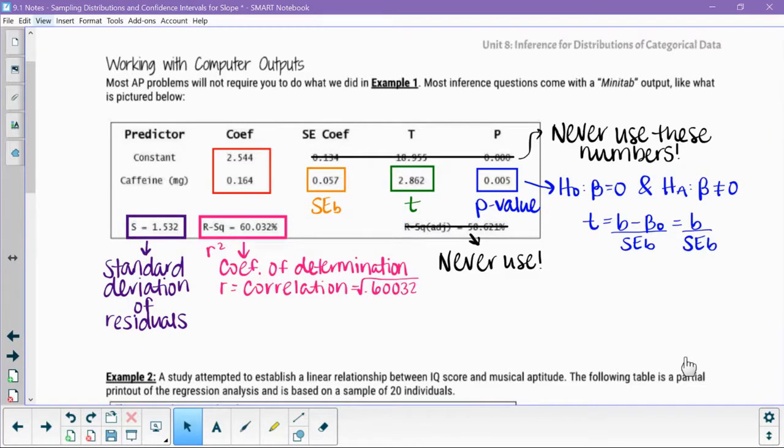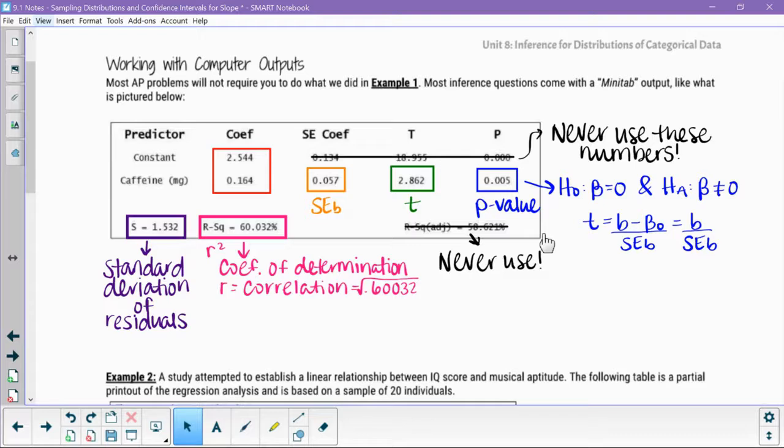First, let's talk about the things you don't need. This constant line, the standard error of the coefficient, the t and the p, you're never going to use them. Cross them out as soon as you see them, ignore them entirely. Another thing that you will never use is the R squared adjusted. Never going to use it. Don't even worry about it.